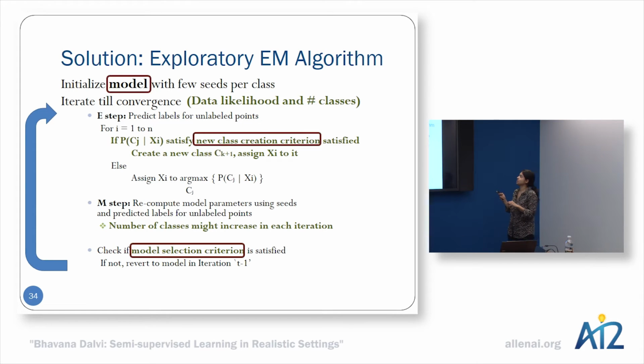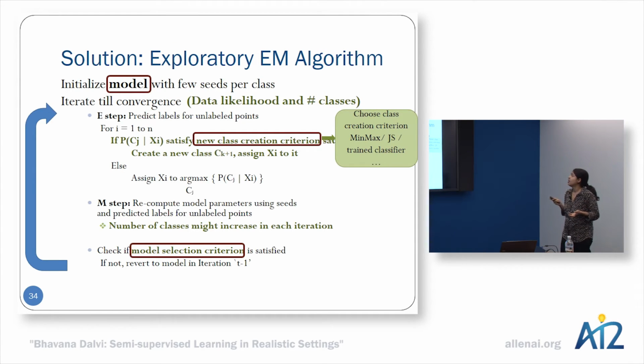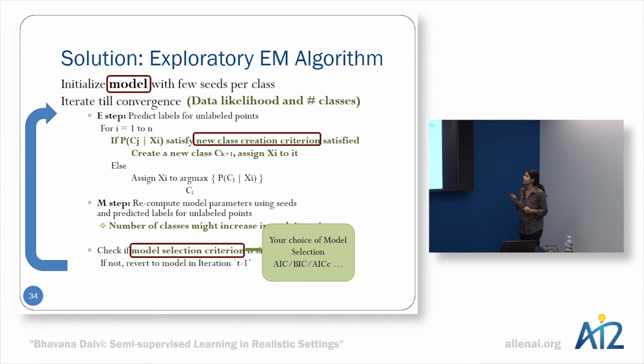So from this solution, I told you how you can choose different models. Any model that fits the EM framework, which is probabilistic, can be applied here. For the new class creation, we propose min-max and Jensen-Shannon, but you can try your own criteria. And for model selection, you can use any training error based model selection.